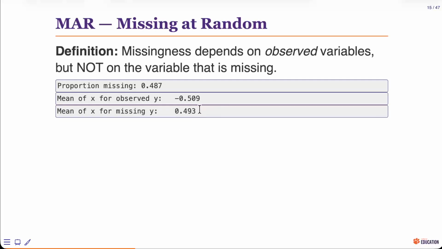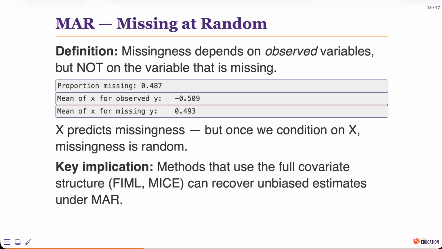So for missing y, the mean of x may be positive 0.493, and for observed y, the mean of x may be negative 0.5. Right? So x itself predicts missingness. But once we condition on x, once we control for x, then missing becomes random again.